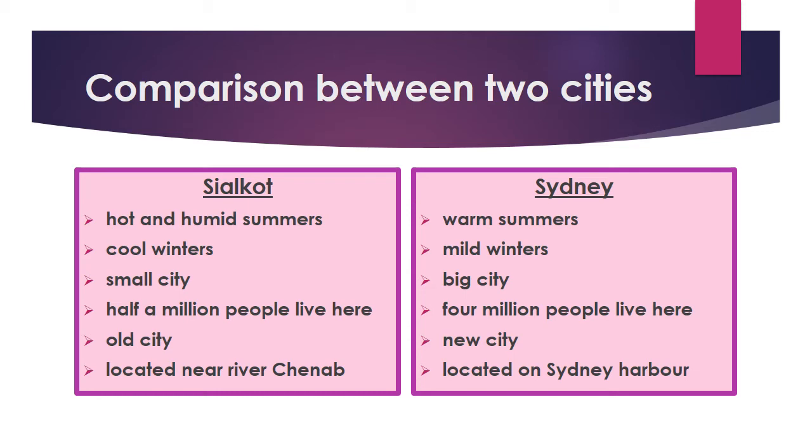Sialkot is a small city, unlike Sydney, which is a big city. 500,000 people live in Sialkot, while Sydney has a population of approximately 4 million people. Sialkot is an old city. Contrary to this, Sydney is a young or new city. Sialkot city is located on Chenab River in the province of Punjab, while Sydney sits on Sydney Harbour.